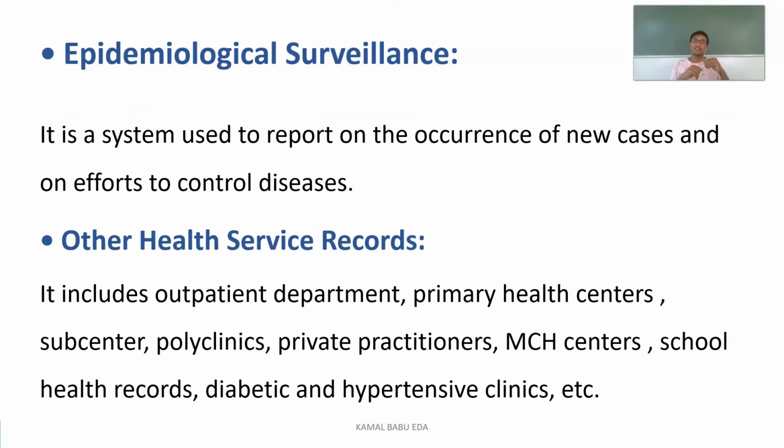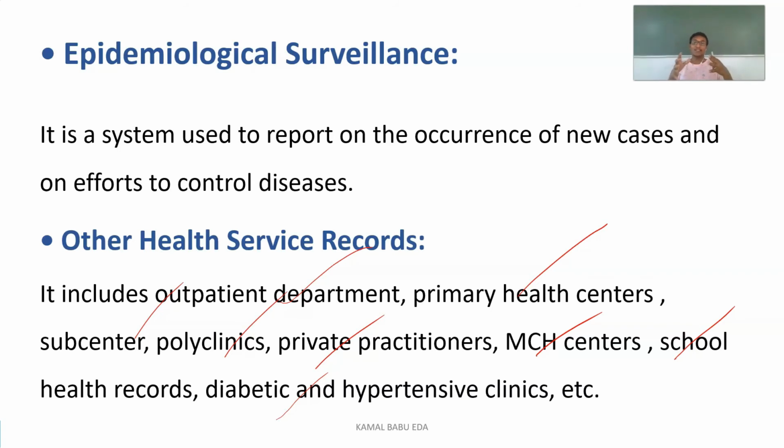Next, epidemiological surveillance. In this epidemiological surveillance, they record what new cases are occurring and what efforts are being made to control the disease. All these things can be done through epidemiological surveillance. The other service records include the outpatient department, primary healthcare centers, sub centers, polyclinics, private practitioners, maternal child care centers, school health records, and diabetic and hypertensive clinics.